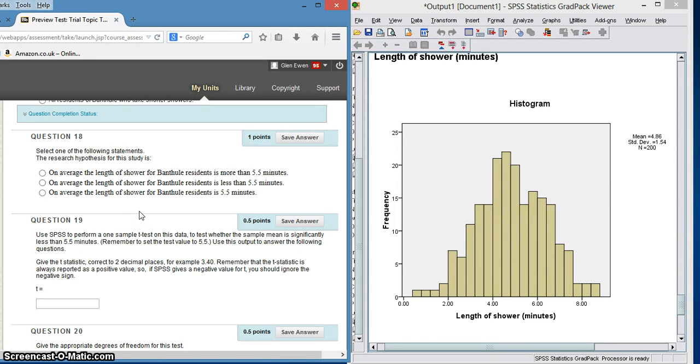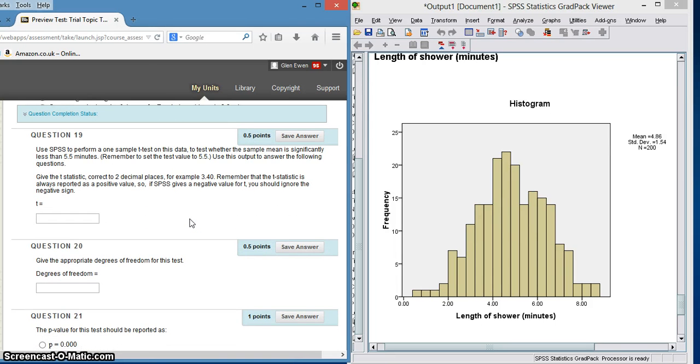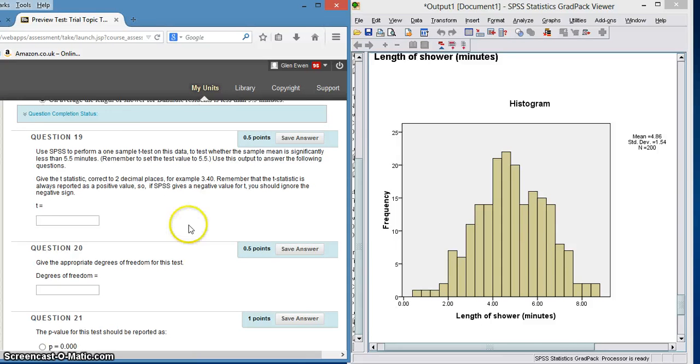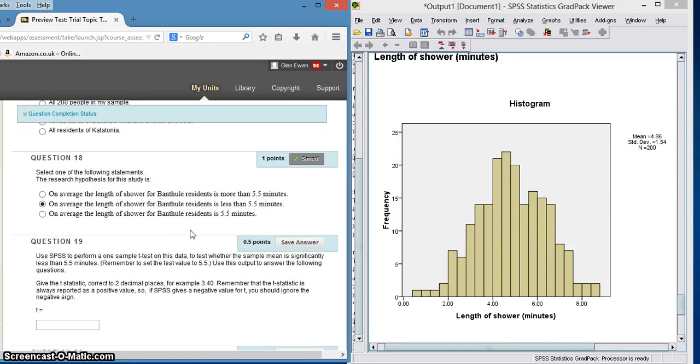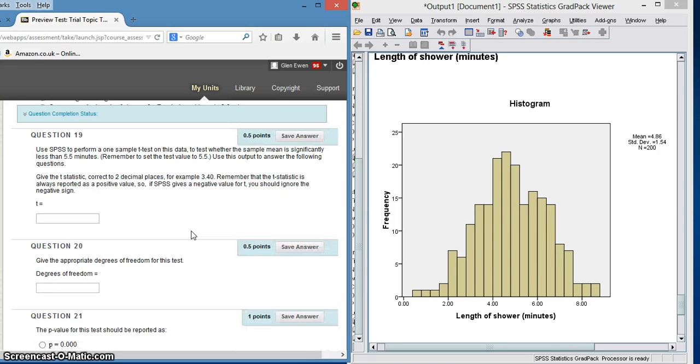The research hypothesis of this study is, on average, the length of shower for Banthil residents is more than 5 minutes. No, because we thought the government campaign would reduce it. So on average, the length of shower for Banthil residents is less than 5.5 minutes. Okay, so that's what we were looking for there. Use SPSS to perform a one sample t-test on this data to test whether the sample mean is significantly less. So we've already seen it's actually less, 4.86, but we're worrying, is this a significant difference? So now we're going to test it against something.